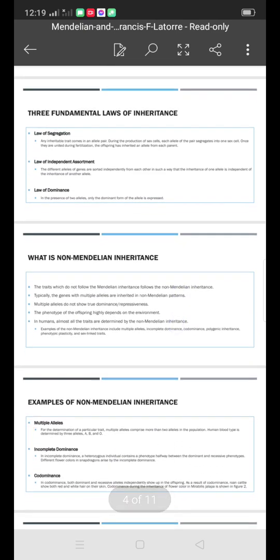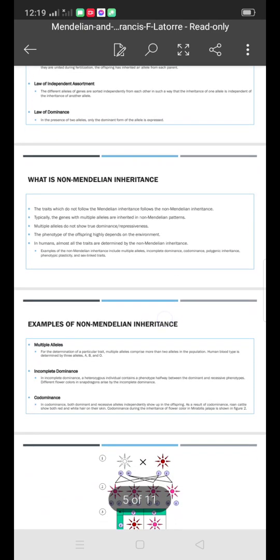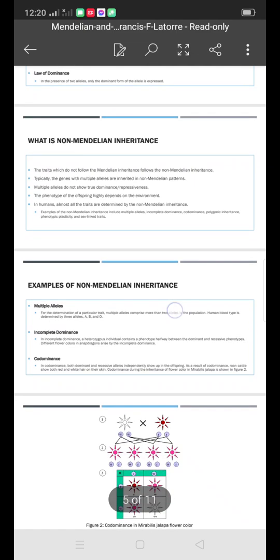When we say law of independent assortment, the different alleles of genes are sorted independently from each other, in such a way that the inheritance of one allele is independent of the inheritance of another allele. The law of dominance states that in the presence of two alleles, only the dominant form of the allele is expressed. So what is non-Mendelian inheritance?